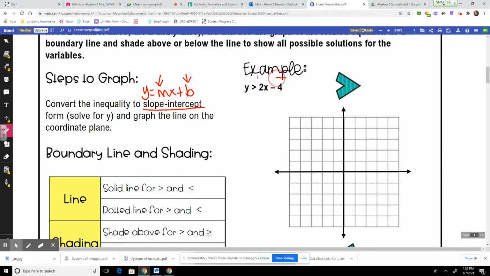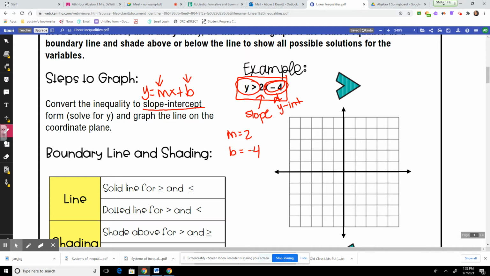So we have this example. y is greater than 2x minus 4. 2 is your slope. Negative 4, you've got to include that operation sign. Negative 4 is your y-intercept. Okay, so m is 2, slope is 2, b is negative 4, y-intercept is negative 4. So I'm going to use those 2 numbers to graph my boundary line in addition to my inequality symbol.